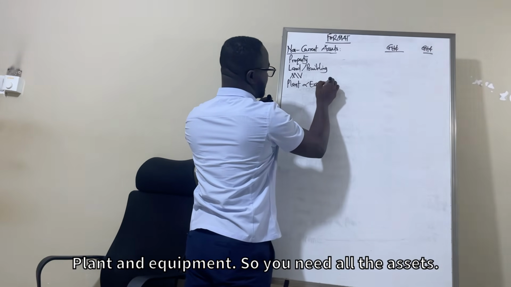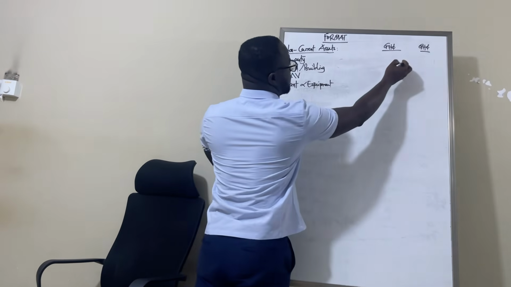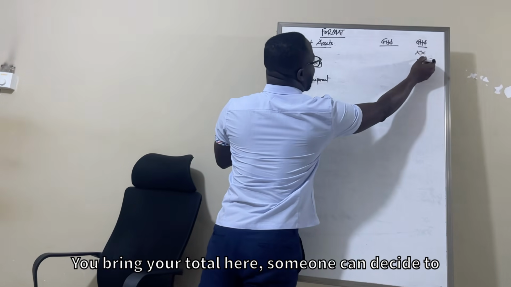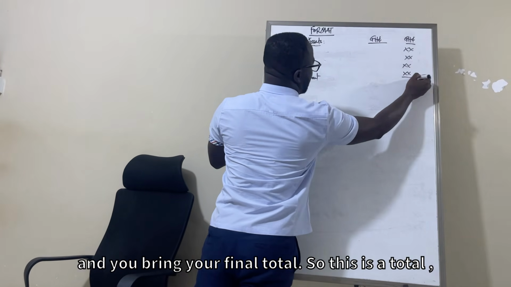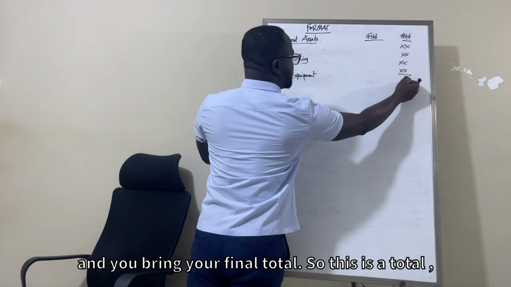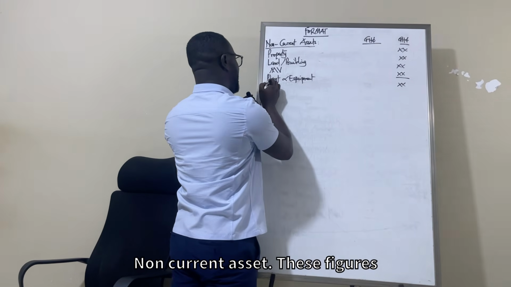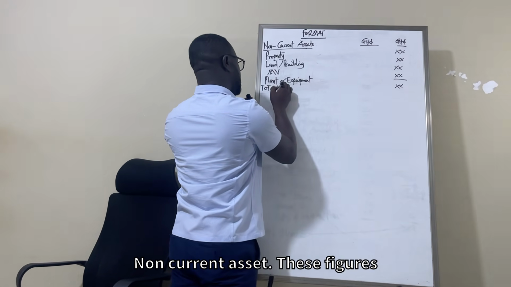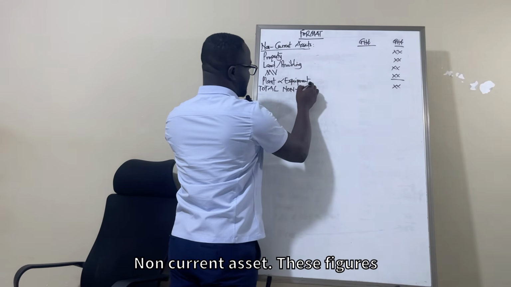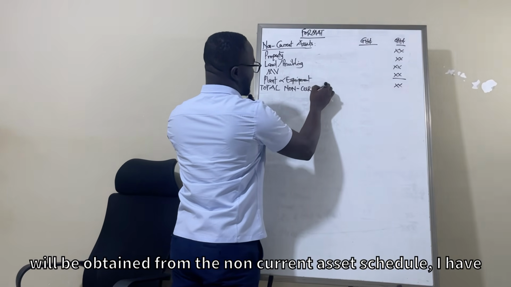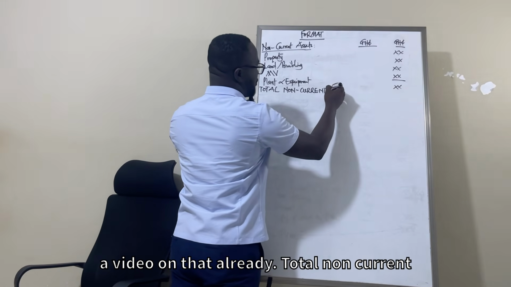So name all the assets. You bring the total here. Someone can decide to bring it in the first column. You are not wrong, and you bring your final total. So this is the total non-current assets. These figures will be obtained from the non-current asset schedule. I have a video on that already.